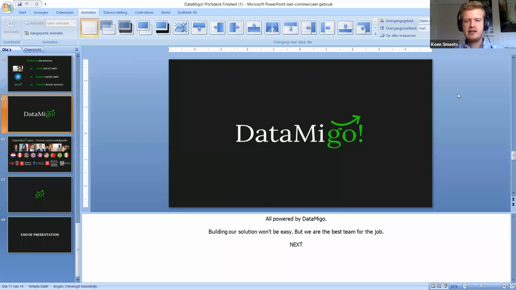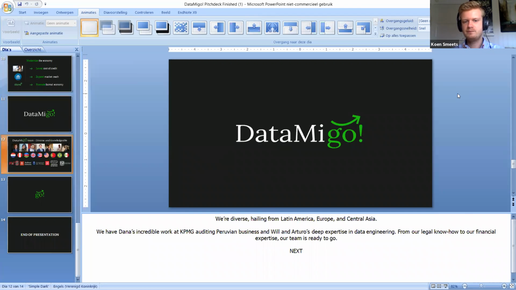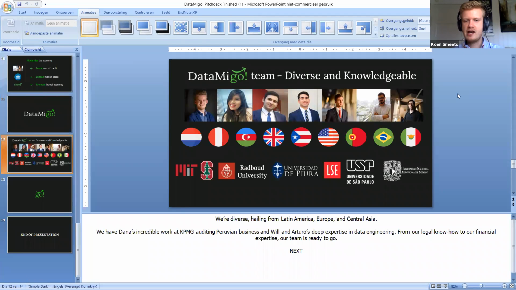Building a solution won't be easy, but we are the best team for the job. We're diverse, hailing from Latin America, Europe, and Central Asia. We have Dana's incredible work at KPMG, auditing Peruvian business, and Wilna Tools, deep expertise in data engineering. From legal know-how to our financial expertise, our team is ready to go.